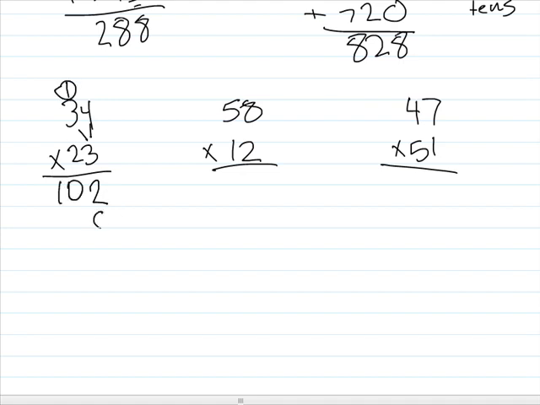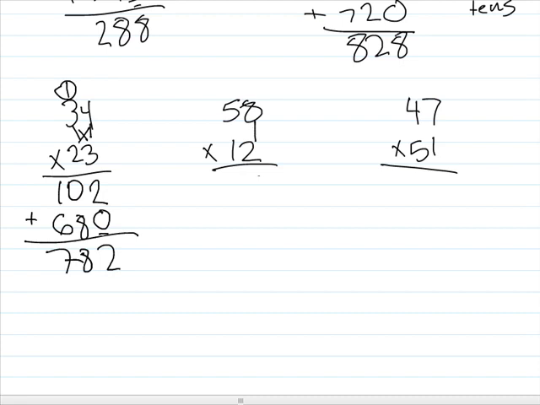Then I go to my tens place. Placeholder. And then 2 times 4 is 8. And 2 times 3 is 6. So I'm going to add those together, 782. I feel like we did that one earlier. I hope not. Anyways, next problem.